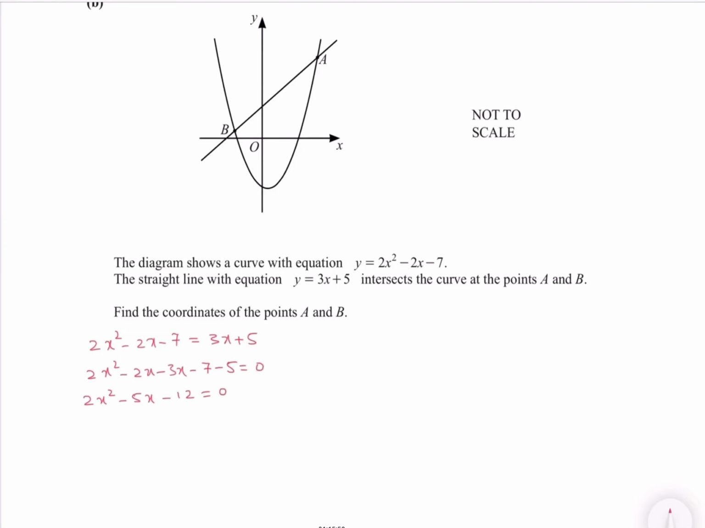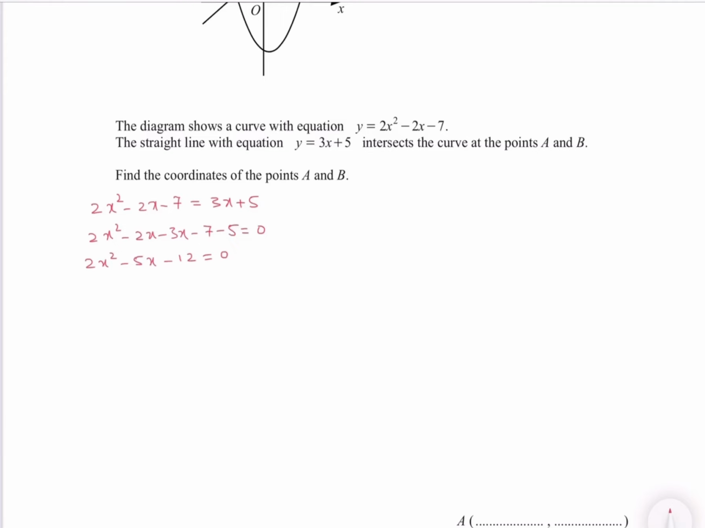From here you can factorize it by the method of middle term breaking. You can use your calculator, which will directly give you the factors. So x minus 4 and 2x plus 3 are the factors. So x equals 4 and x equals minus 3 by 2.